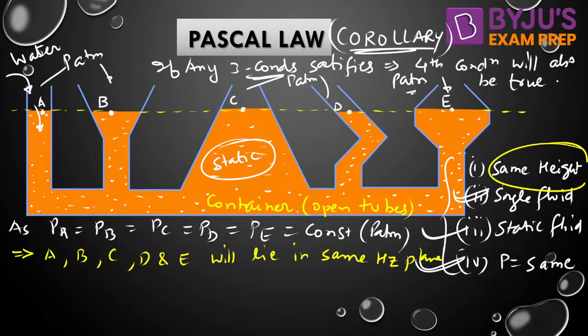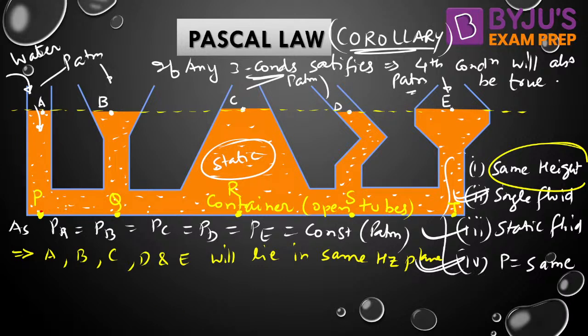If we take point P at the bottom of tube 1, point Q at the bottom of tube 2, point R at the bottom of tube 3, S at the bottom of tube 4, and T at the bottom of the tank. If we talk about P, Q, R, S, T, these are the points.